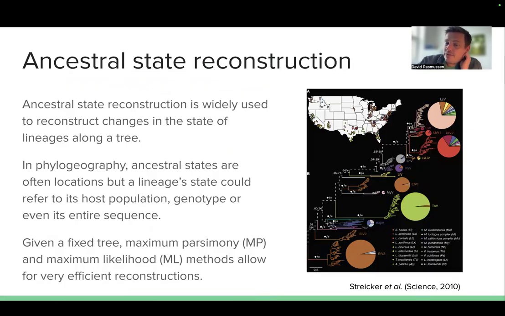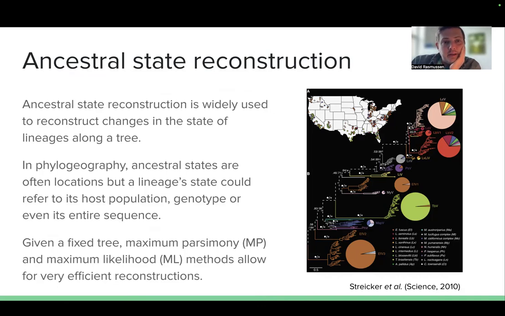For example, if we're doing any sort of phylogeographic analysis, we might want to reconstruct ancestral locations on our phylogenetic trees. But these ancestral states can represent other things as well, including the ancestral sequences at tips or the ancestral hosts, if we're talking about a pathogen that can move between multiple different host types.